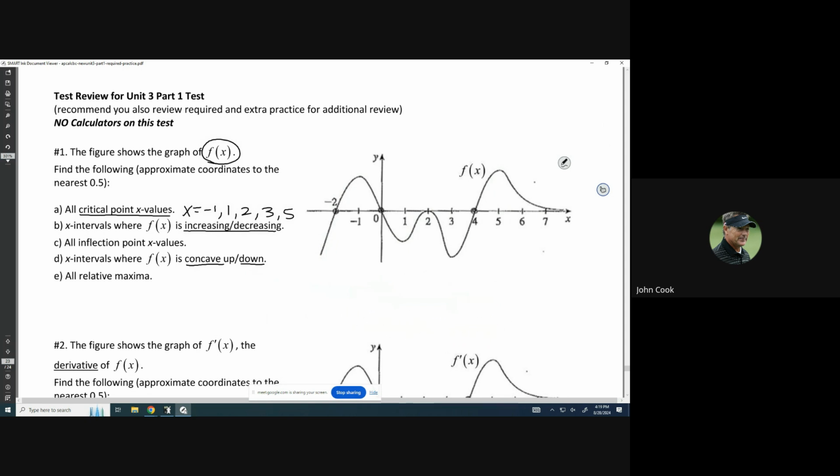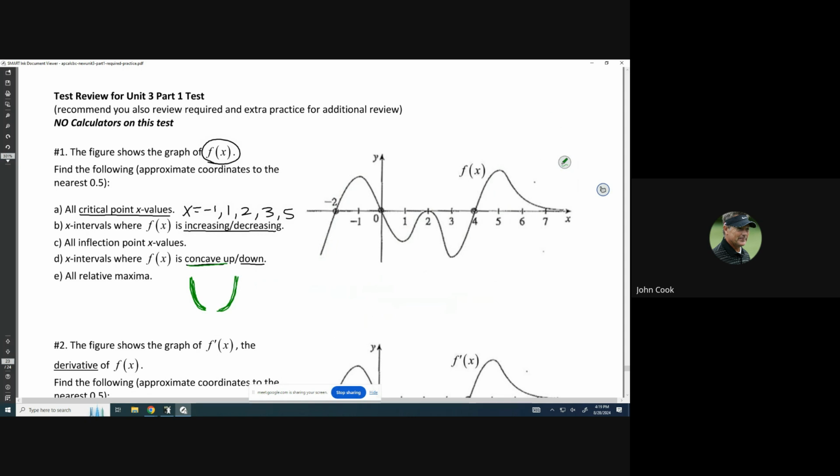Okay, so here we go. Concave up, let's start with that. Concave up is where the graph will look like this. It'll look kind of like a U shape, either that or that. So I just look for those spots where it's kind of an L shape or a J shape.